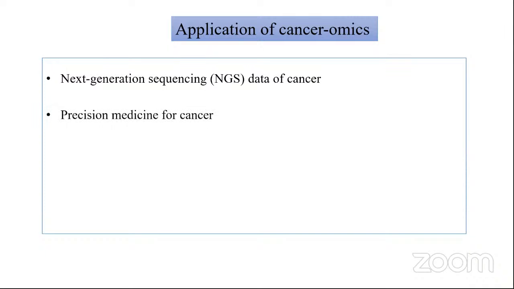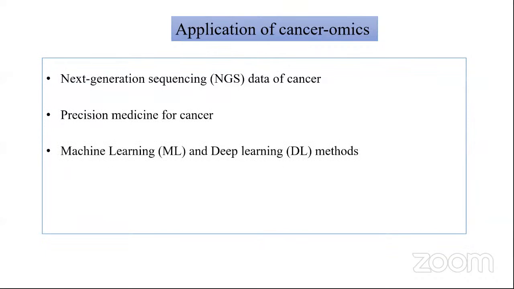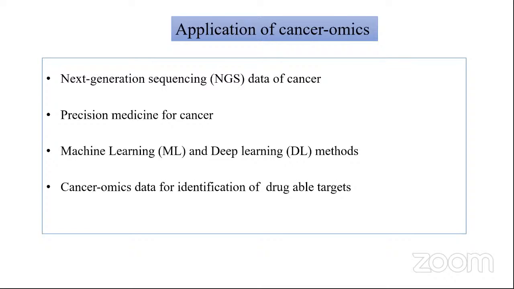Okay. So canceromics is used broadly in next generation sequencing analysis. Apart from NGS data sets, we have precision medicine for cancer, a broad application of studying canceromics data. You can use different machine learning and deep learning methods for designing cancer models with respect to predictive or prognostic based models. Canceromics data is also used for identifying novel druggable targets or biomarkers for any cancer type which you are interested to study by using the omics approach.